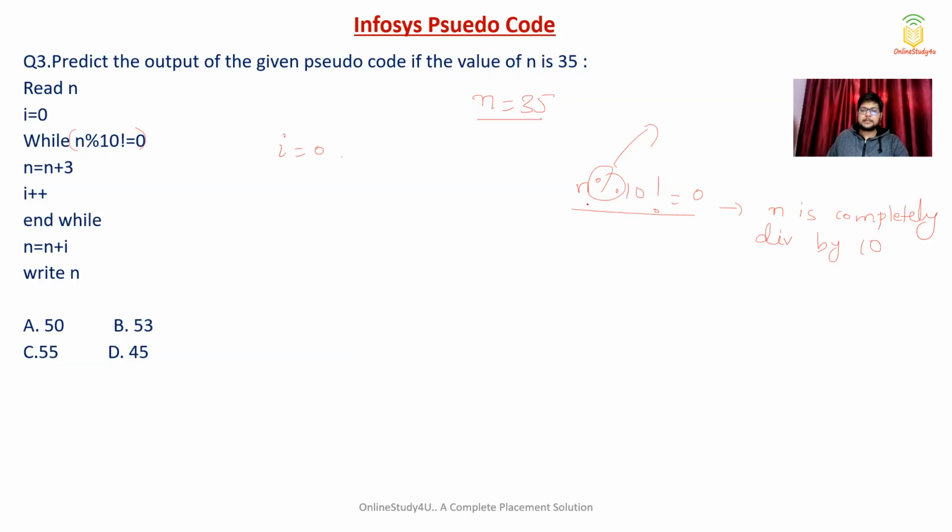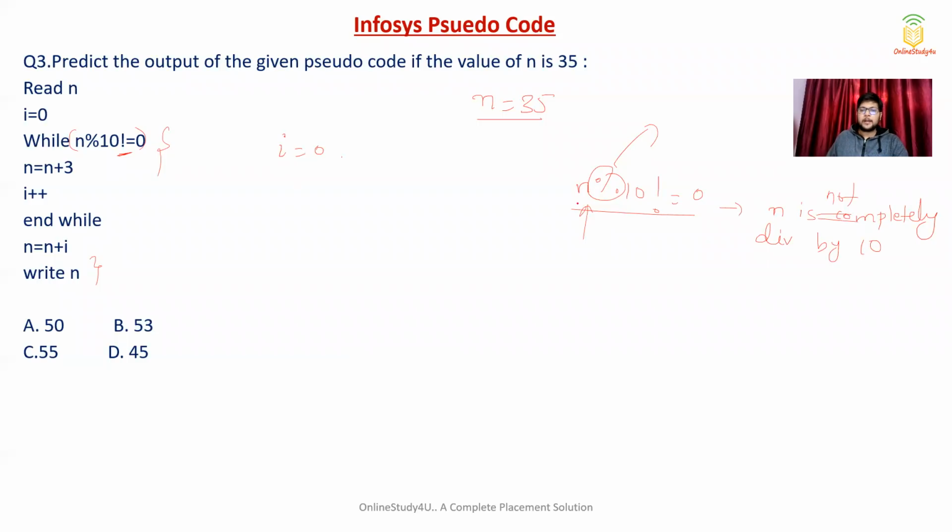So I'm basically asking, actually it is saying not equal to 0. So I have to keep this loop going unless n is completely divisible by 10. I have to keep doing it until that time. What does the mod operator do? It gives me the remainder.